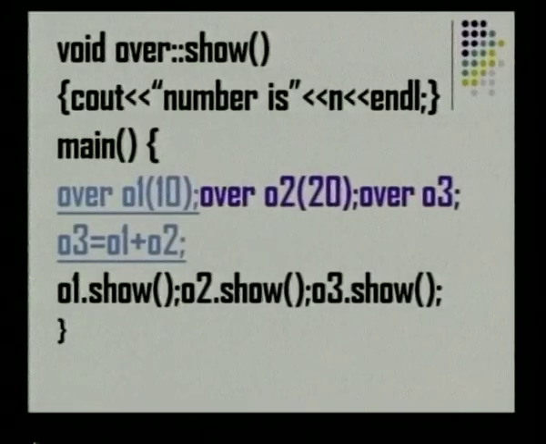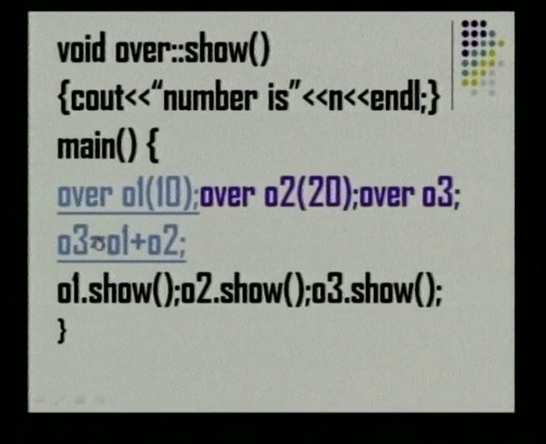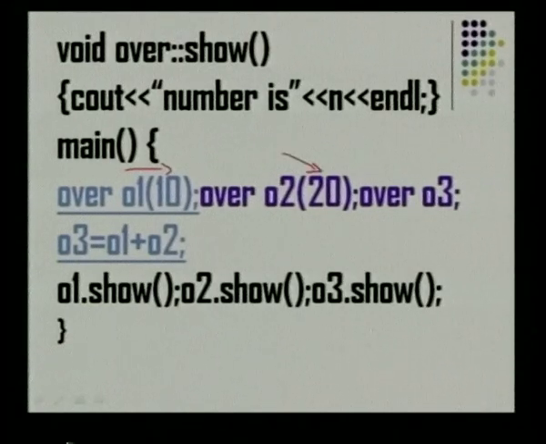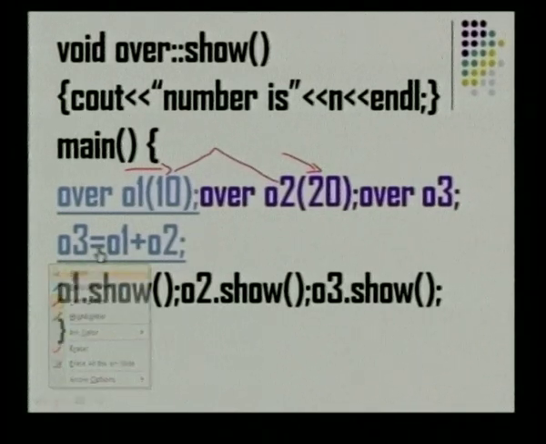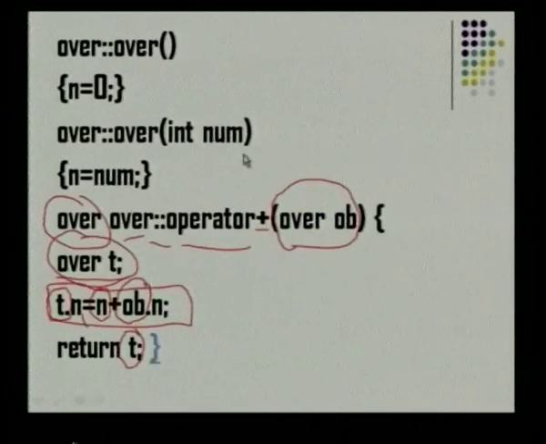So, here I am having first object is O1, which is having the value 10, second object is O2, which is having the value 20, and the third object is O3. Now, here if you see, there are two constructors, one with no argument and one with an argument. Here if you see, there are two objects with an argument and one object without an argument. So, as soon as these objects are created, in both the cases the compiler calls the constructor which is having one argument. So, we will see which is that constructor, over int num.